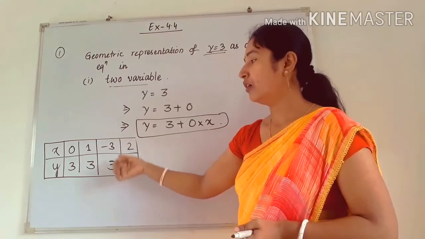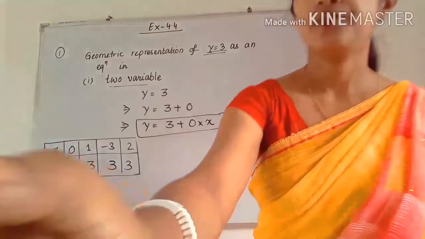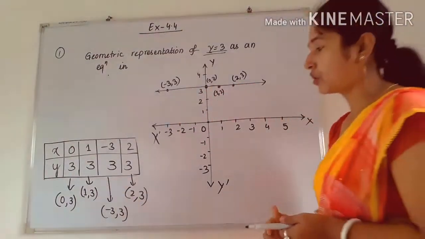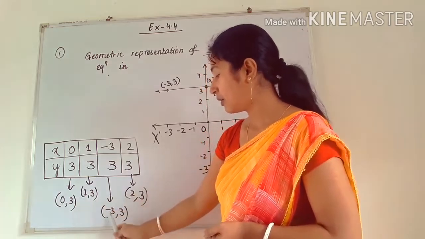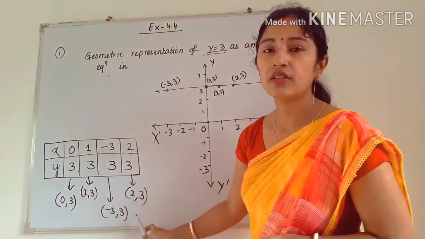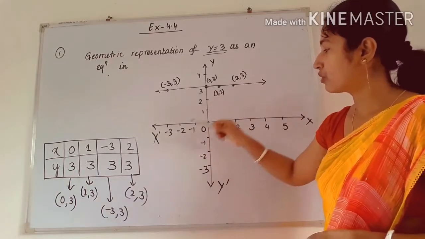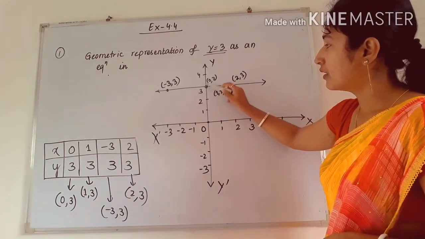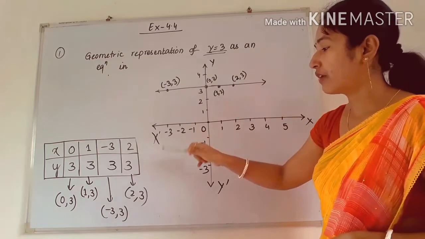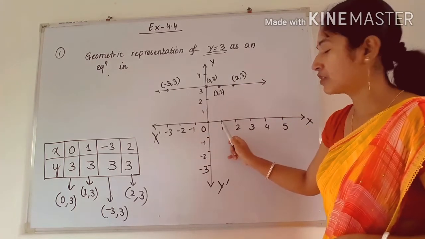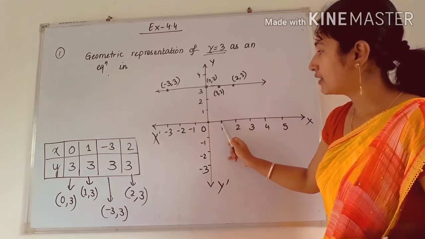Now you have to draw the graph of this set of solutions. I have written the four solutions as coordinates: first is 0, 3, then 1, 3, then minus 3, 3, then 2, 3. Now we will plot them on the graph. The first solution, 0, 3, is this one: the value of x is 0 and the value of y is 3. Next, the value of x is 1, so here the value of x is 1. Now we see where the value of y is 3, and the value of y is 3 here.